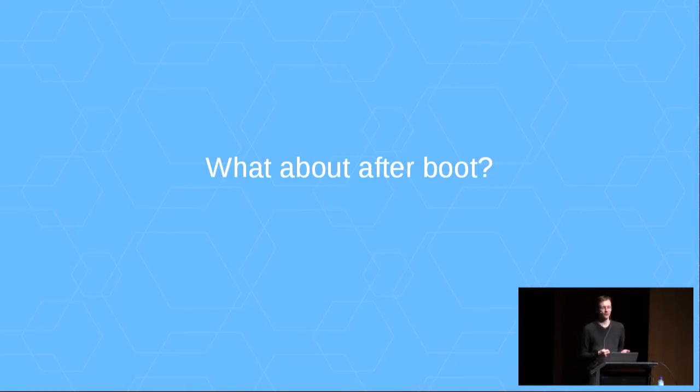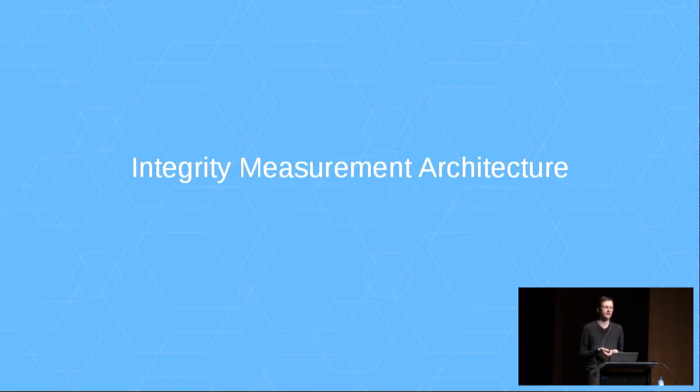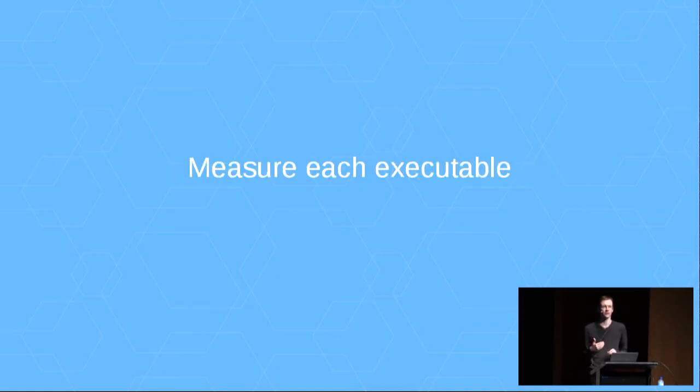What about after boot? I've been concentrating on the boot process so far. Can we go further than this? And yeah, there's a kernel feature called the Integrity Measurement Architecture, or IMA. And IMA, rather than just giving up on the TPM after you've booted, with IMA enabled, the first time you execute each binary, a measurement of that binary is pushed into the TPM. So you can then verify via remote attestation, or locally, that the binaries on your system haven't been modified, that nobody's been able to tamper with the file system contents.